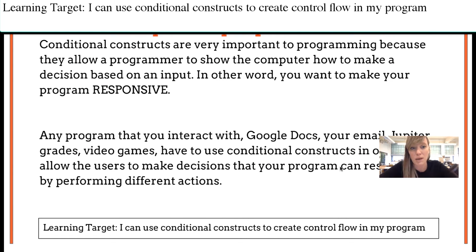Now, it's super important to be able to do this because it allows a computer to make a decision based on a user input. In other words, it makes your program responsive. If you're a programmer writing a program, you want to make sure that people can either play the program if it's a game, or use it to edit documents, for instance, or view different versions of a website. For instance, Google Docs, email, Jupyter Grades, and especially video games all have conditional constructs in them in order to allow users to make decisions that your program can respond to by performing different actions. We saw this in the flowchart for the video game design. Was the G key pressed? Yes, change the weapons, and so on.